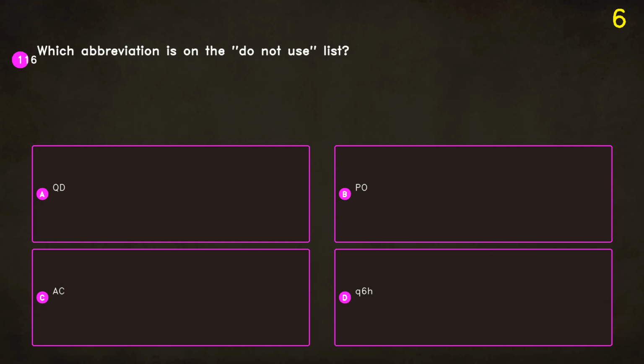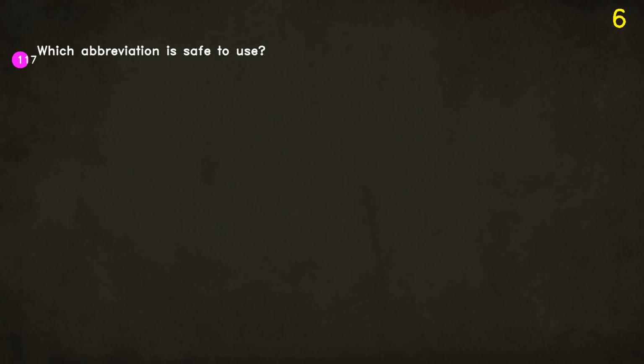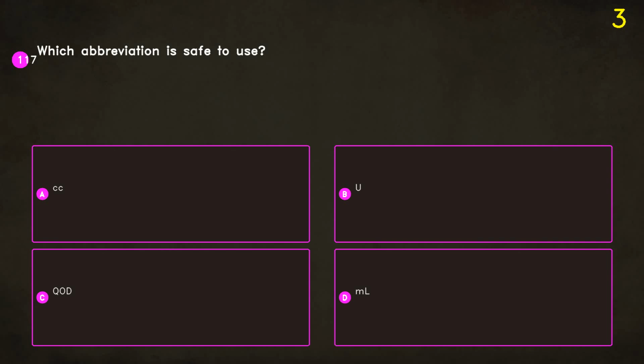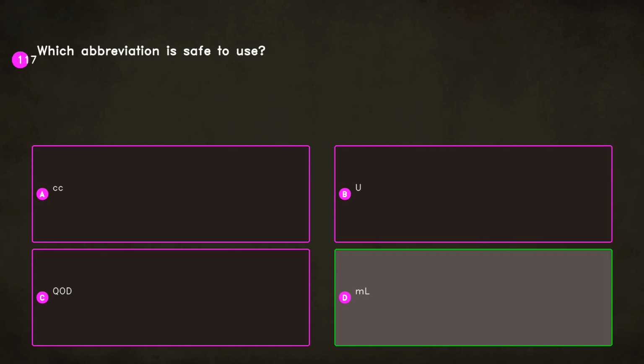Question 116. Which abbreviation is on the do not use list? A. QD. B. PC. C. AC. D. Q6H. The correct answer is QD. Question 117. Which abbreviation is safe to use? A. CC. B. UC. C. QOD. D. mL. The correct answer is mL.